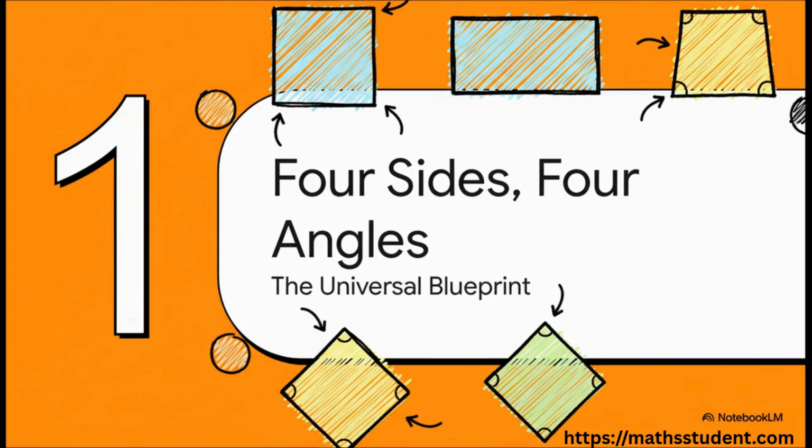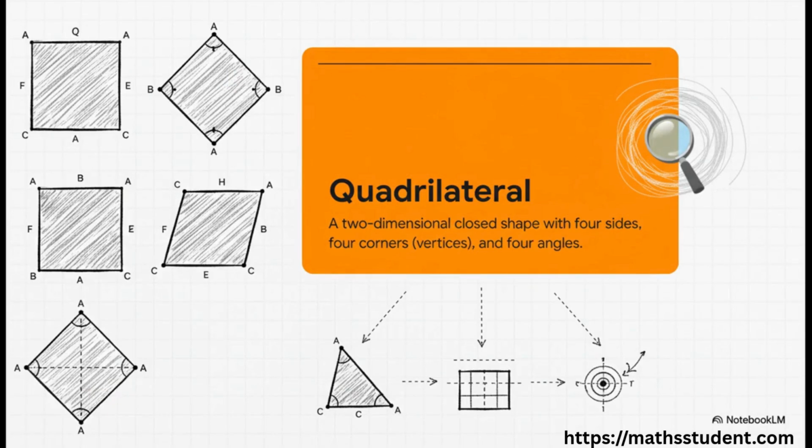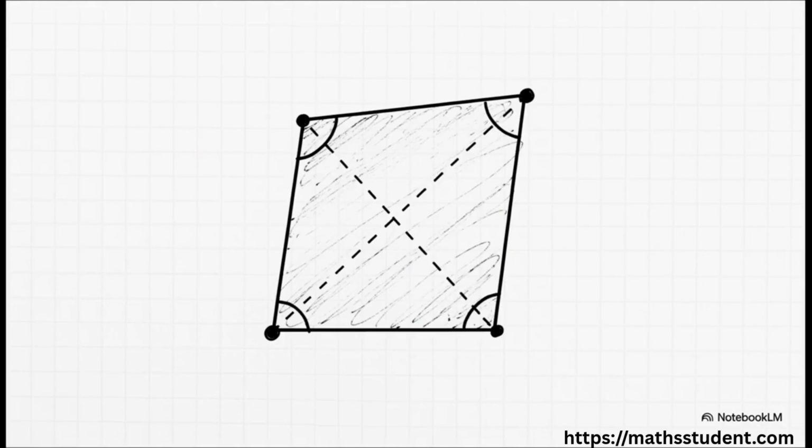Section 1, four sides, four angles. This is the blueprint for every single four-sided shape. So the name itself, quadrilateral, it's pretty straightforward. It literally means four sides in Latin. Quadri means four, and latus means side. Simple enough, right? It's just a two-dimensional, closed shape with four sides, four corners, or vertices if you want to be fancy, and four angles. That's the whole deal. So these are the golden rules, the non-negotiables for any shape to join the quadrilateral club.